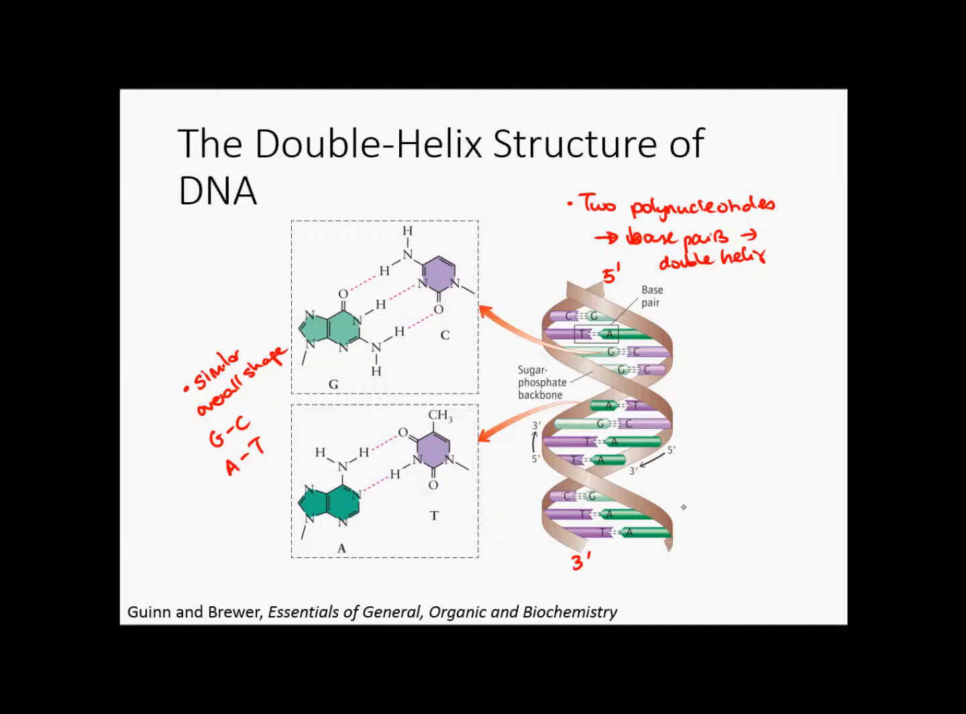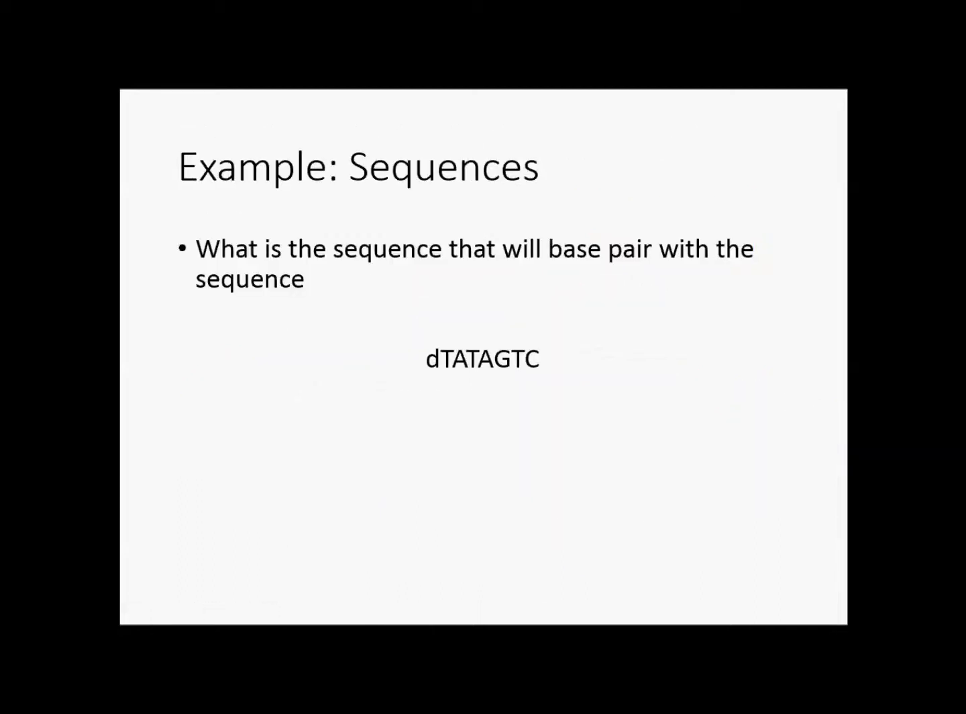Now the strands are anti-parallel to each other. What do I mean by this? So if you look at this 5' 3' here, the other strand goes the other way around. So it's 5 prime here, going to 3 prime here. So how does that pan out? Well, it means that we have to look at that when we see what sequence base pairs with other sequences.